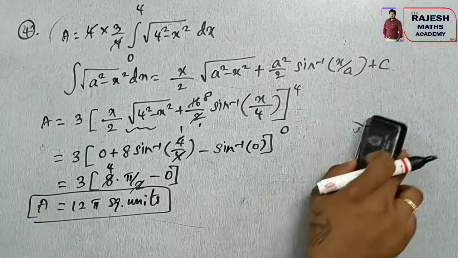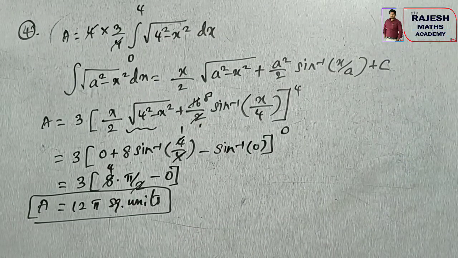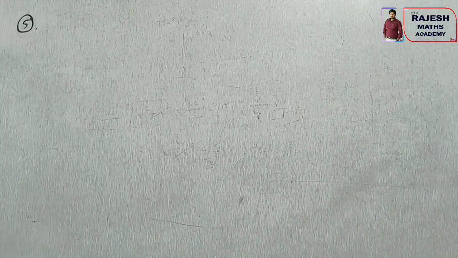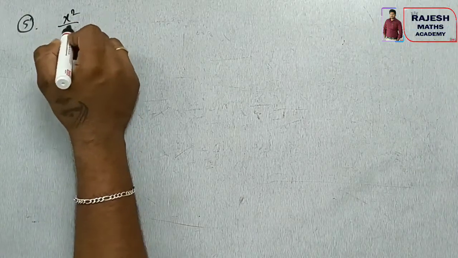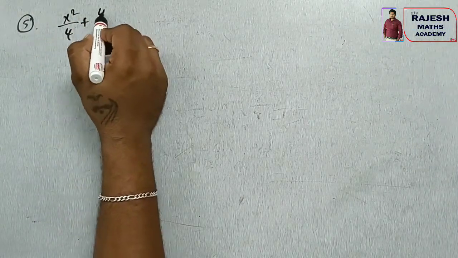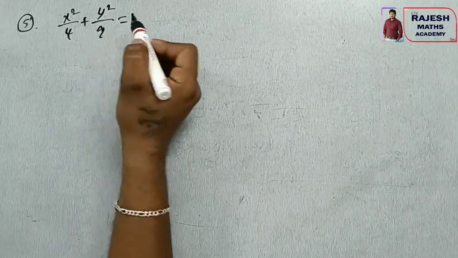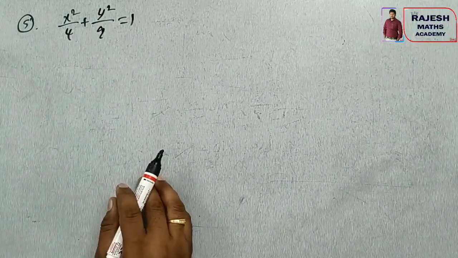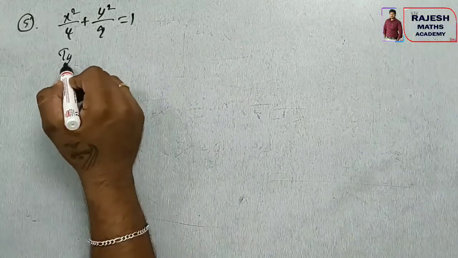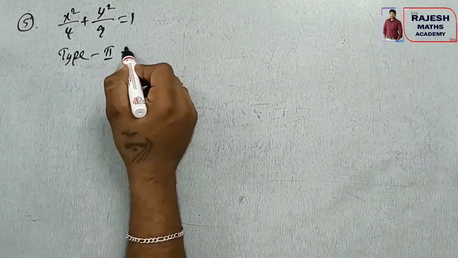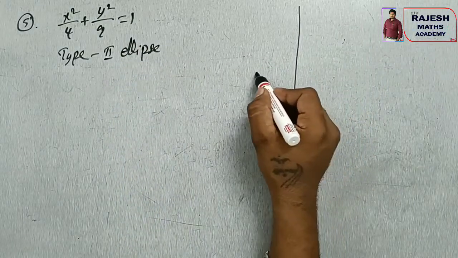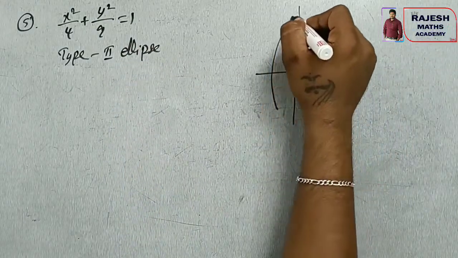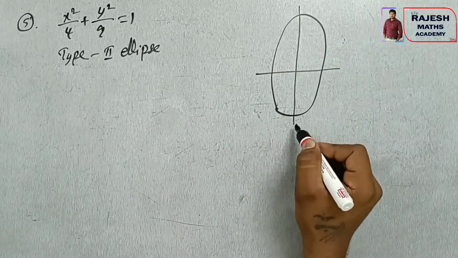Clear? Now the next question is also an ellipse question. Question number 5. So what is given here? Find the area of the region bounded by the ellipse x square divided by 4 plus y square divided by 9 equals 1. So it is a type 2 ellipse. So what is a type 2 ellipse? Major axis along the y axis. So the ellipse will become like that, major axis along the y axis.